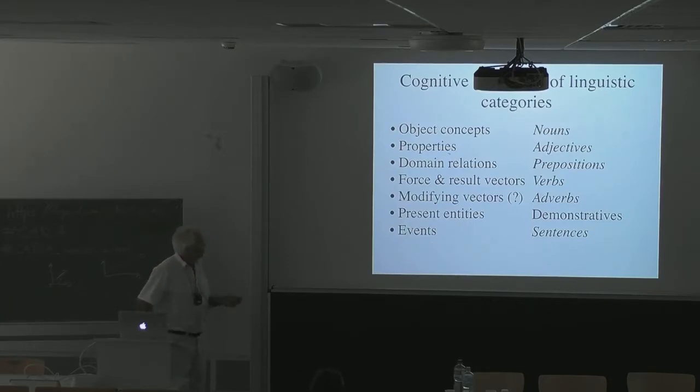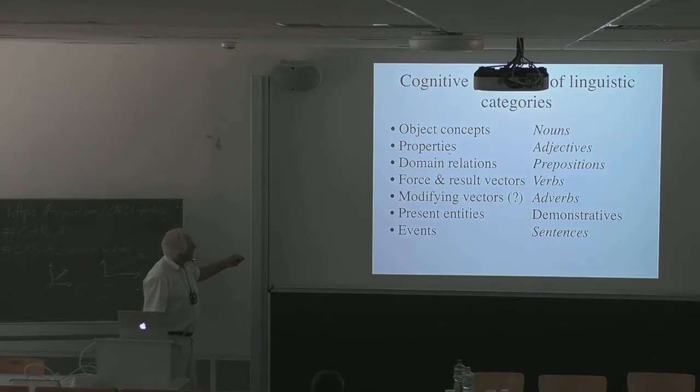Now I summarize my analysis of the word classes. I didn't have time to talk about the adverbs. I skipped that, but basically, adverbs function... I only look at adverbs modifying verbs, and then they function like adjectives. They're modifying vectors, and you get some kind of multiplying phenomena here. But I've talked about object concepts represented by nouns, properties represented by adjectives, domain relations, spatial relations or force relations represented by prepositions, force and result vectors represented by verbs.